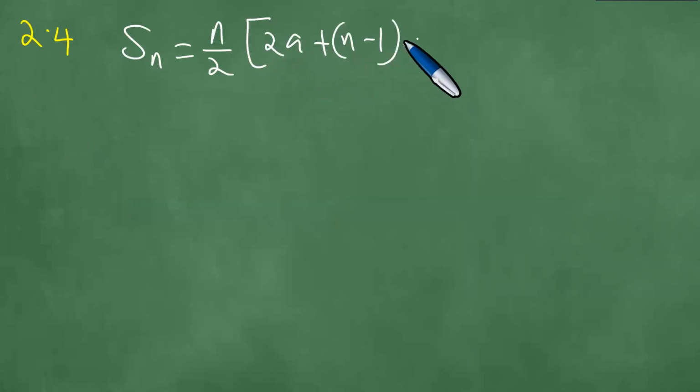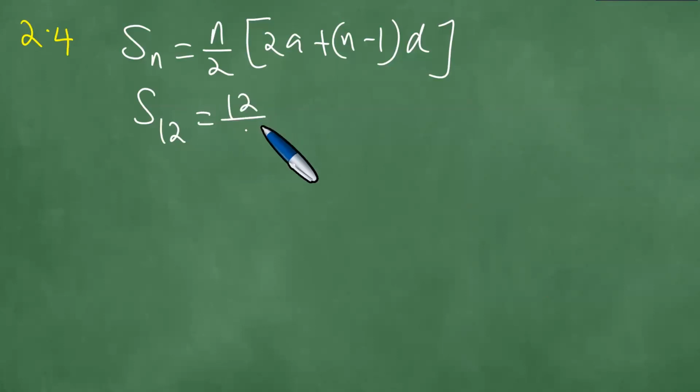n minus 1 into the common difference. So the sum of what? The first 12 terms. So 12 terms. N is 12. What is the first term? We got the first term. What did we get the first term to be? We got it to be 9.